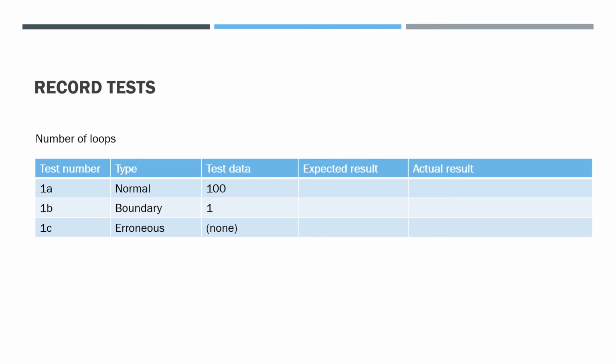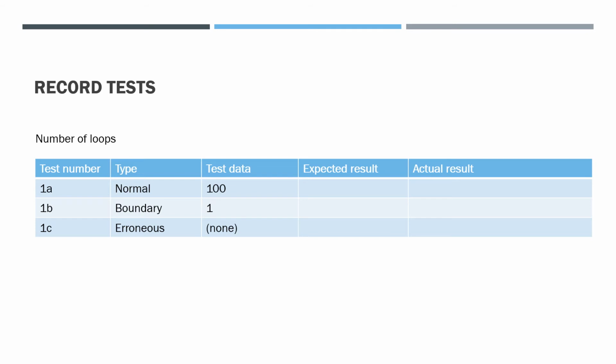We then set out our test plan in a table. You don't have to do it this way, but this seems the simplest way to me. So here I'm testing the number of loops in Leibniz's program that I've just written. And I've got 3 tests: normal, boundary, and erroneous. My normal data is to enter 100, so it loops 100 times. My boundary data is just to enter the number 1 to see what it does if I just loop once. And my erroneous input is to press enter without entering a number.